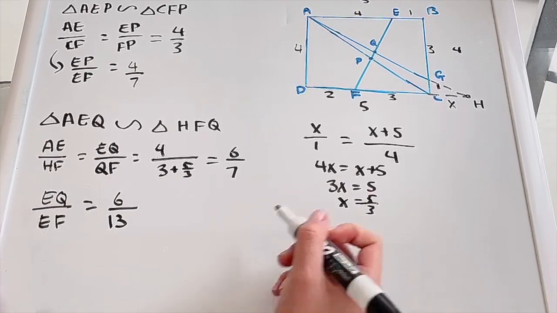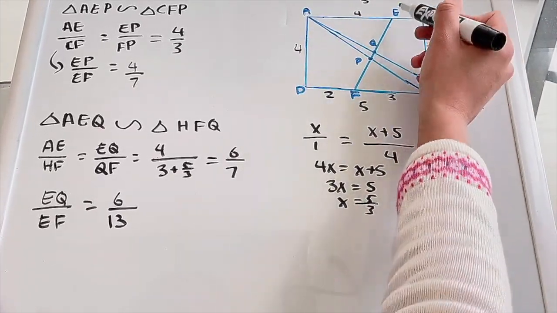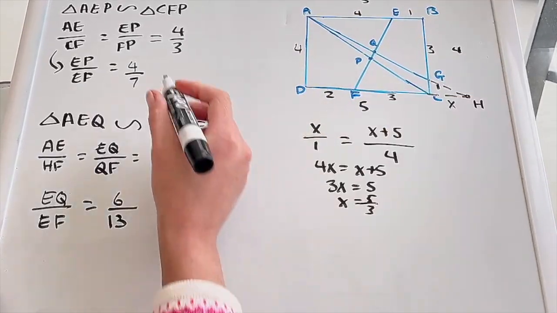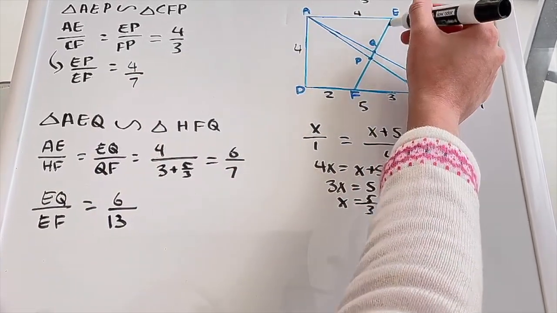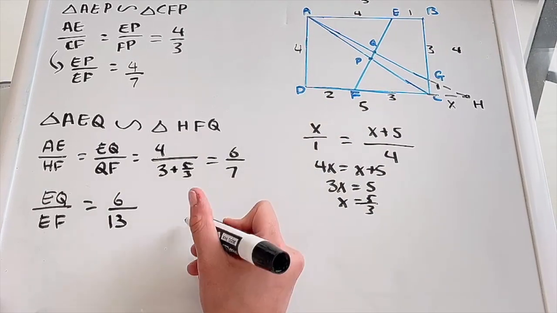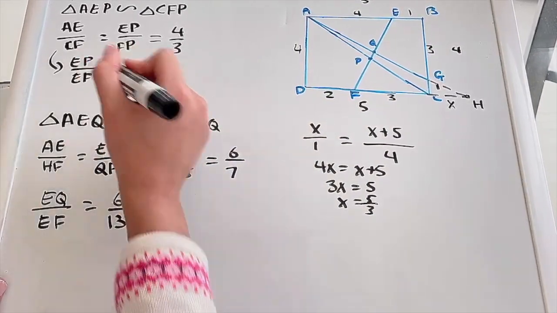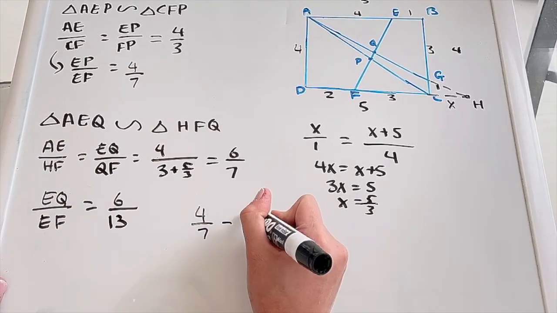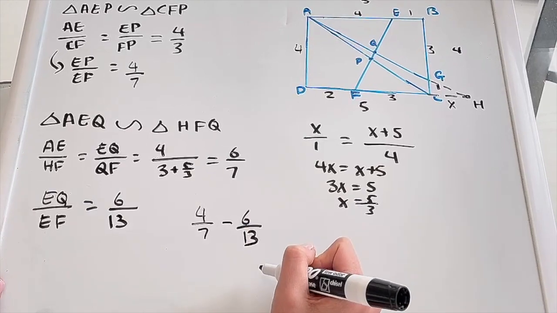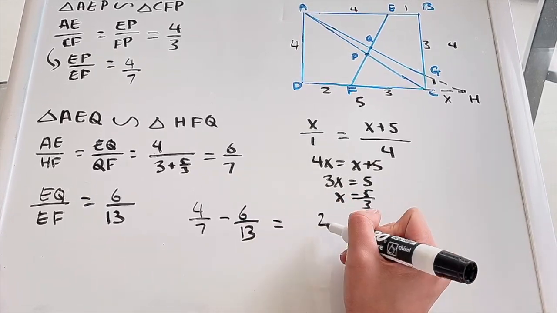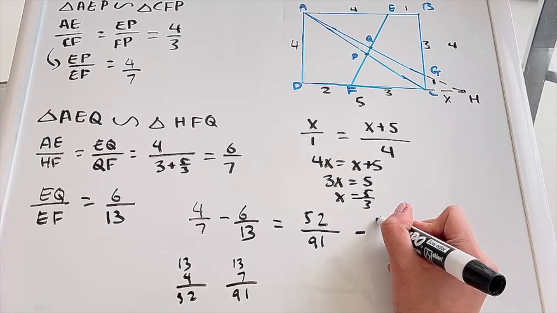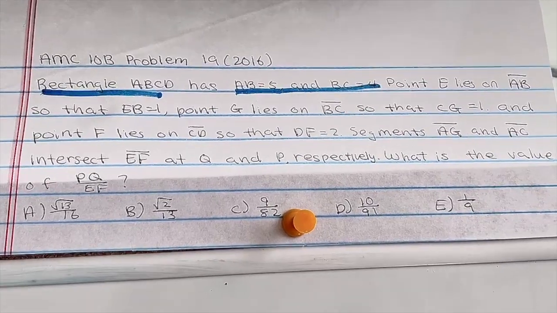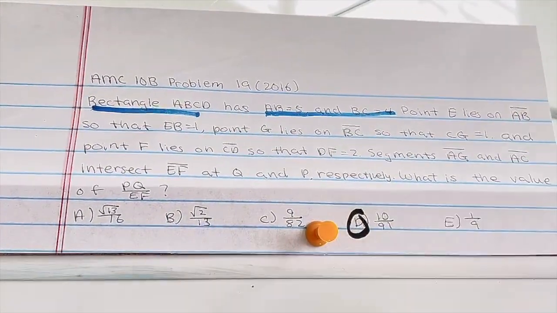So now that we found the ratio of EQ over EF and EP over EF, we can see that PQ over EF would just be EP over EF minus EQ over EF. We know EP over EF equals 4/7, and EQ over EF is 6 over 13. So when we simplify that, we get 10 over 91, and that will be our answer. Looking at our answer choices, we can see that the answer would be D, 10 over 91.